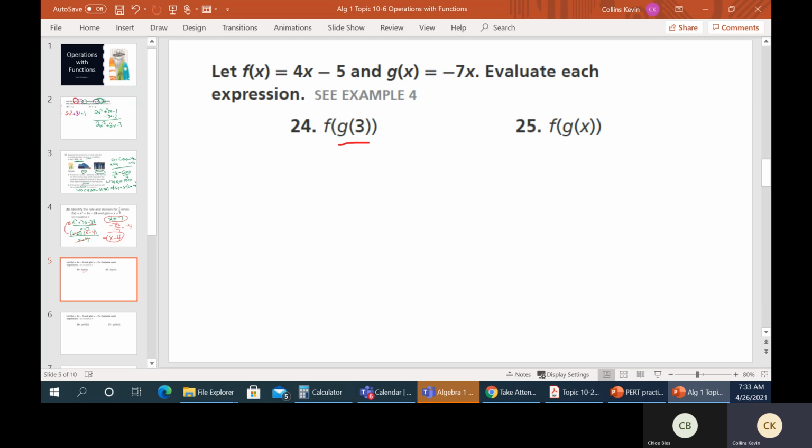G of 3. Okay. What does that mean? Well, up here is G of X, right? So G of 3 means wherever we see X, we're going to plug in a 3. Okay. So then G of 3 is the same as saying -7 times 3. So it just means plug in a 3. Okay, that's their math lingo. So -7 times 3, that's -21.